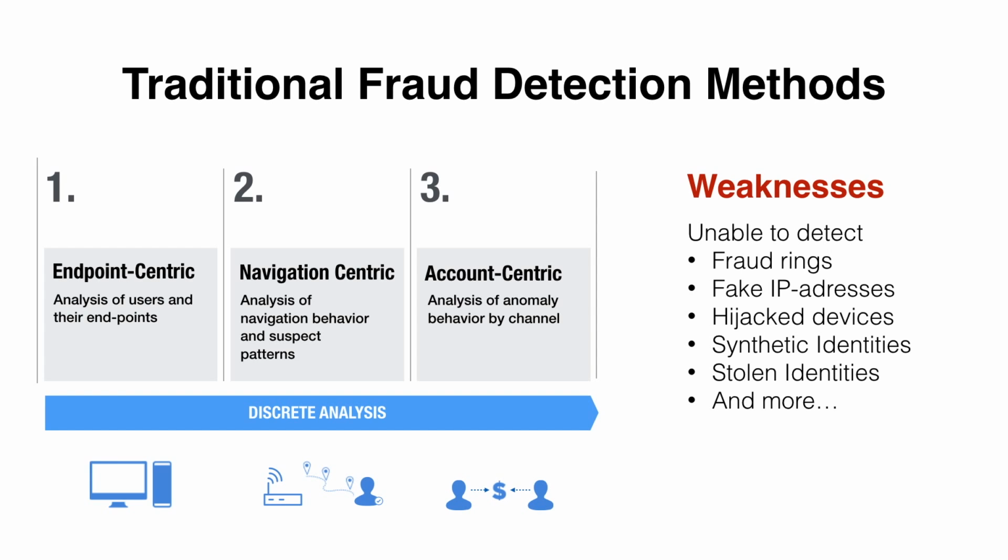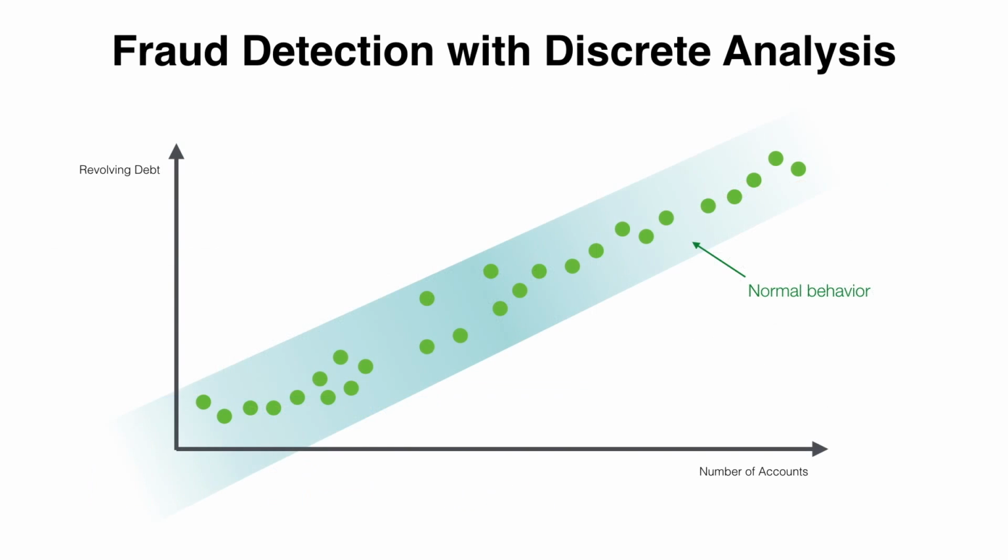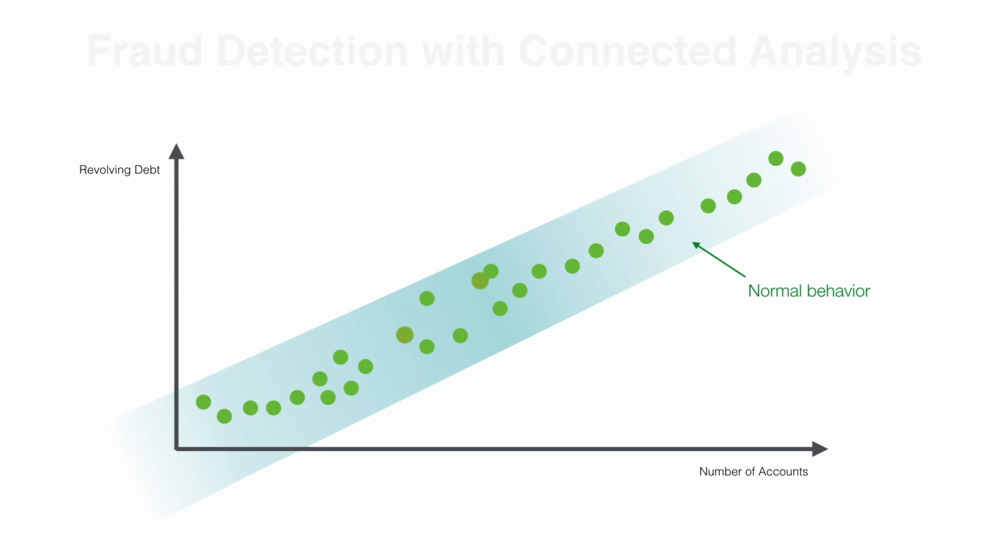So let's take a look at a simple example. In this simple fraud detection approach to detect credit card fraud, it's relatively easy to spot outliers. That is, the data points that you know that you need to investigate. But what if the fraudster commits the fraud while still exhibiting normal behavior? Well, that is exactly how fraud rings operate.